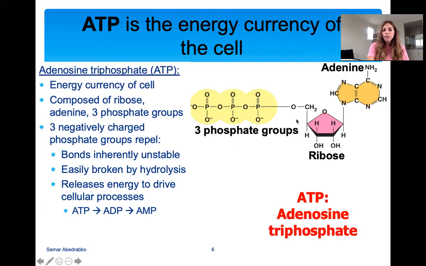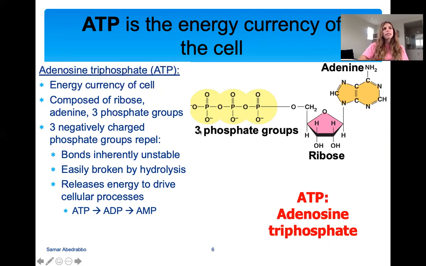And then there are 3 phosphate groups. These 3 phosphate groups are very negatively charged. So P and O are both negatively charged, and when we put all these phosphate groups together, it's a lot of negative charge. And remember from chemistry, negative charges don't want to be next to each other. So there's a lot of potential energy there. So these bonds are unstable, and they can be easily broken by hydrolysis to release energy. So that's why ATP has a lot of potential energy, because of these 3 phosphate groups.